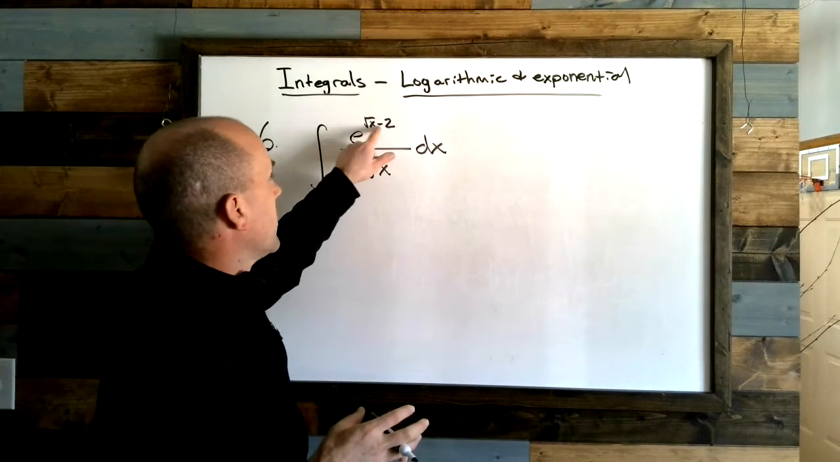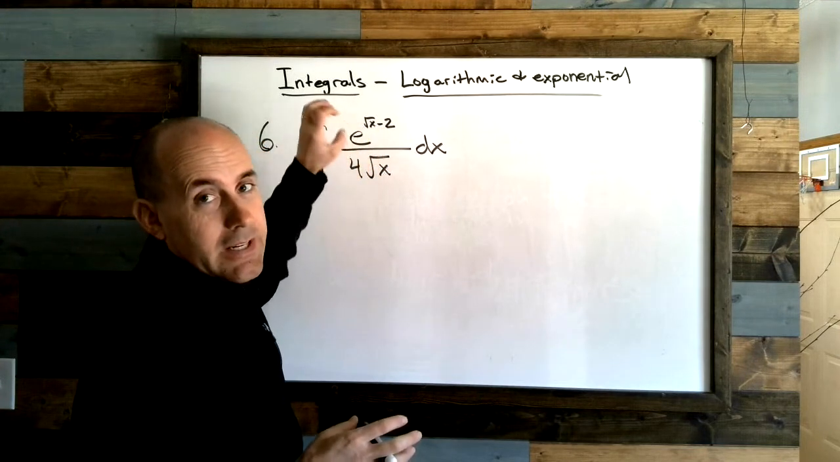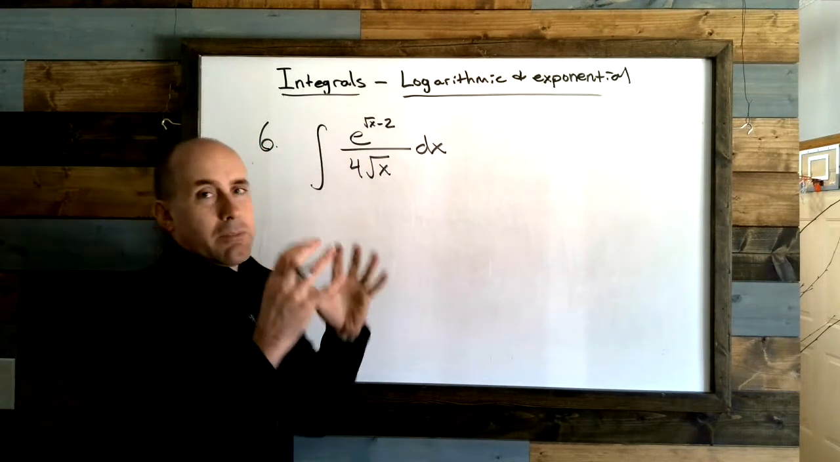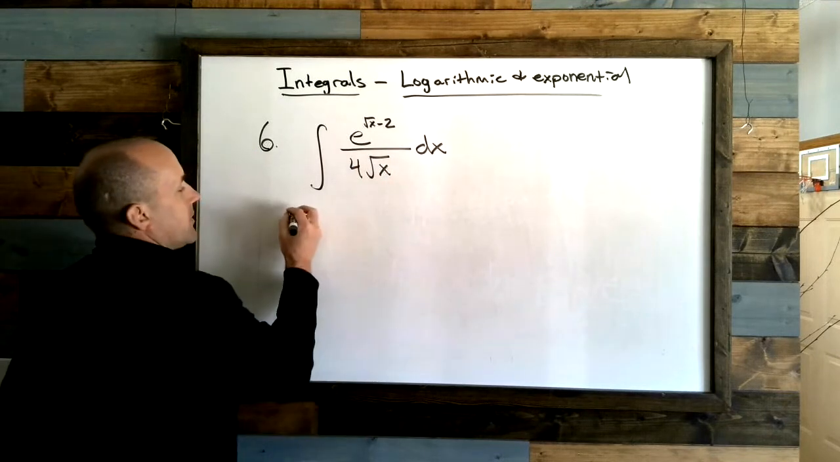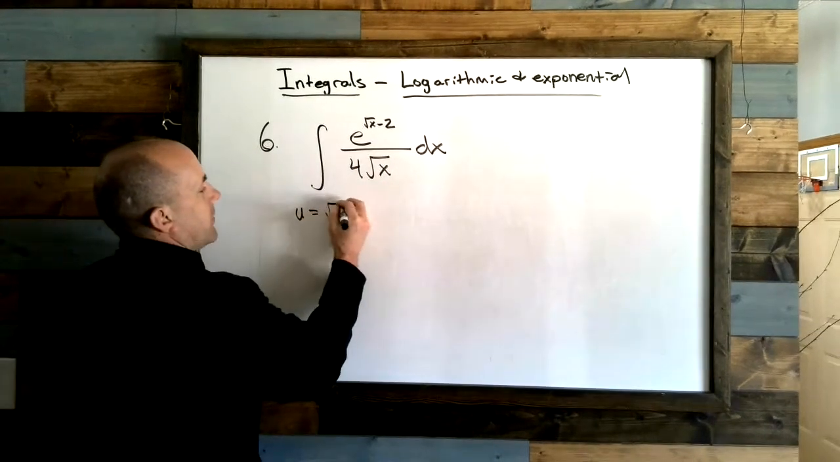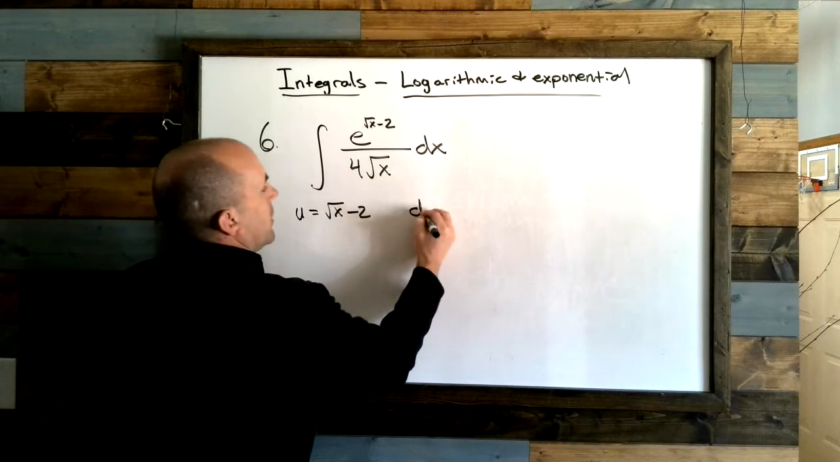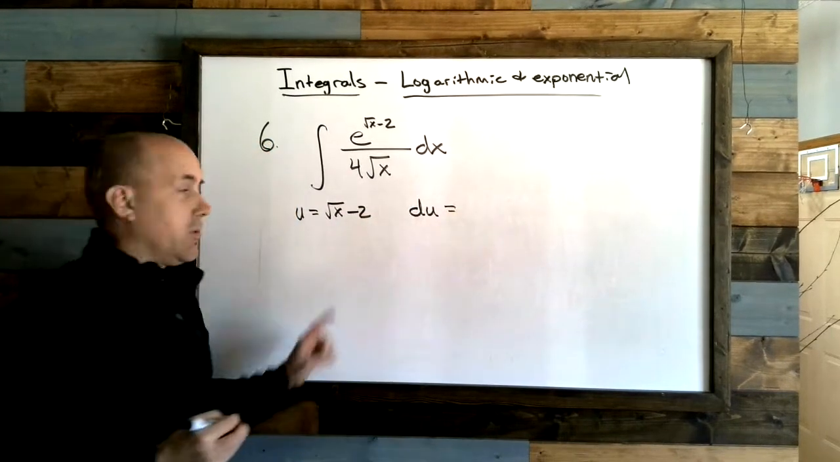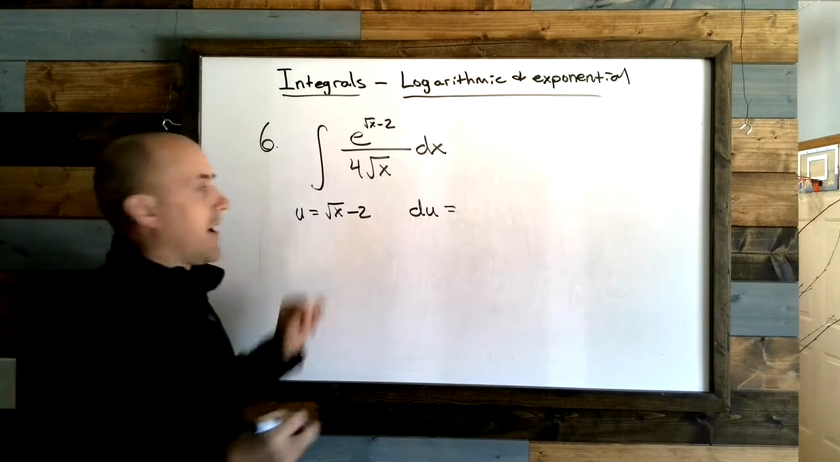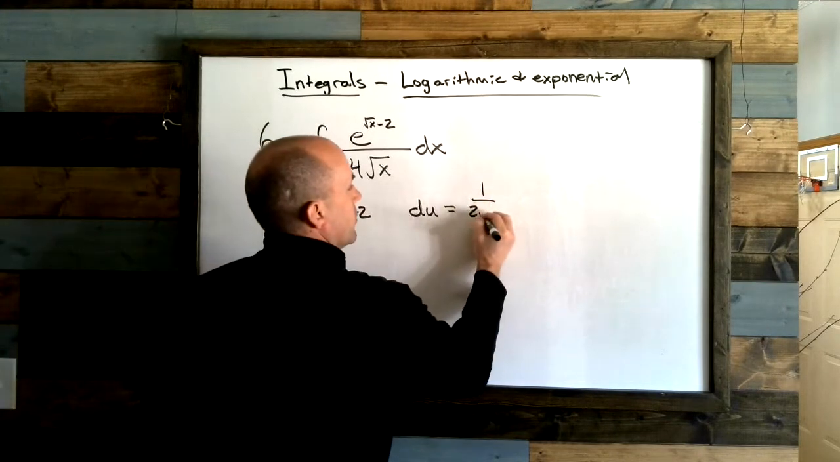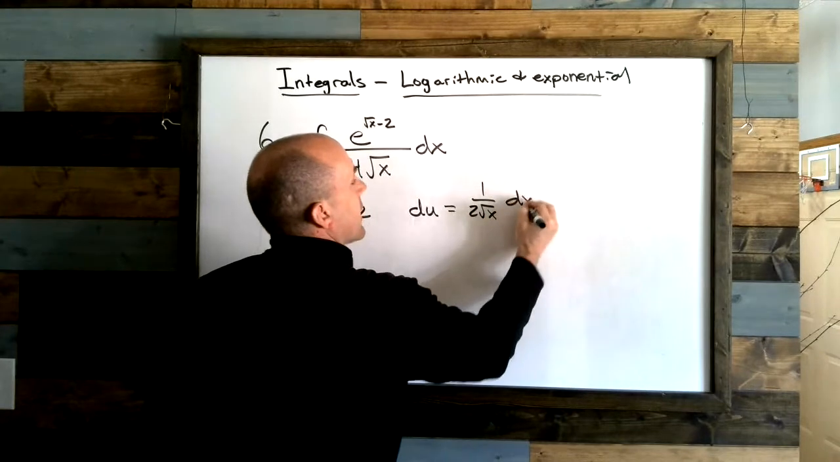You can see the square root of x minus 2 is sitting in that exponent there. That's part of that composition function, e to another function. So I'm going to say that u is equal to the root of x minus 2. So the derivative, or du, the derivative of negative 2 is 0, but the derivative of root of x is 1 over 2 roots of x, dx.